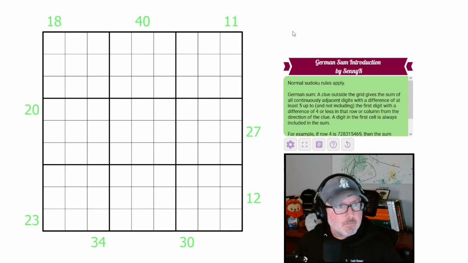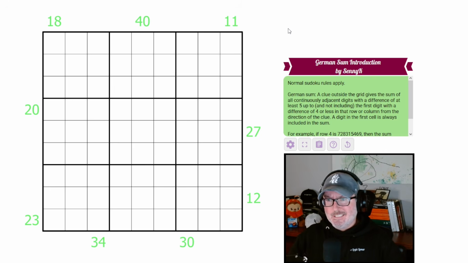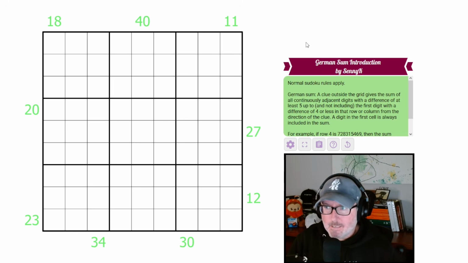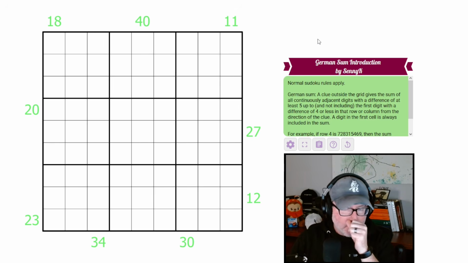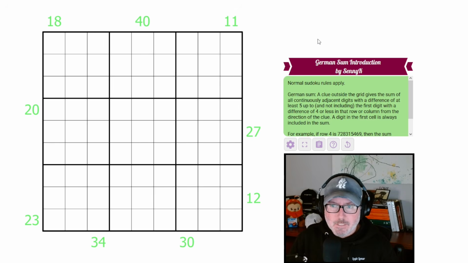So I just saw a puzzle post here. I don't remember if it was yesterday or what have you, but it's a puzzle by SennyK. We've done a puzzle or two by them before, but they seem to have created a new rule type. Always like to see new rules, so we can work through what they do and how you can progress through them. This one is called German Sum Introduction, because it's an intro to the German sum rule set that they've created.